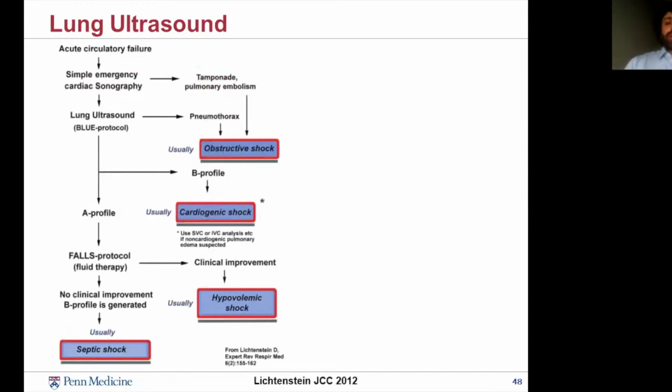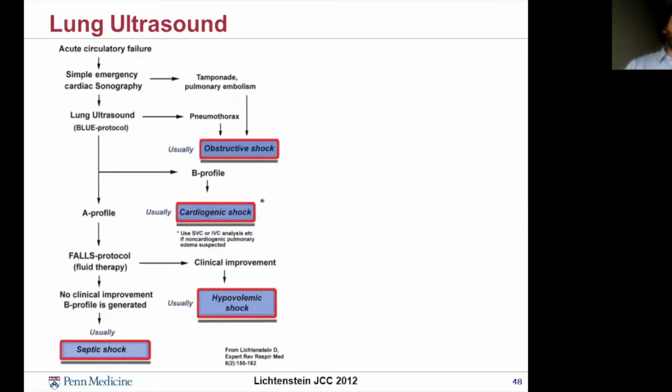Lichtenstein also tried to use this to determine the shock state using what he calls his FALLS protocol. He described this first in 2012, but the basic idea being he first did simple emergency cardiac ultrasound to determine whether there was tamponade, presence or absence of pleural effusion, whether there was a pulmonary embolism, presence or absence of RV dilation. He then checked to see if there was lung sliding, to see if there was a pneumothorax. If either of those states were present, it was obstructive shock. He managed that clinically. If there was a B profile when the patient first came in with acute circulatory failure, he assumed cardiogenic shock.